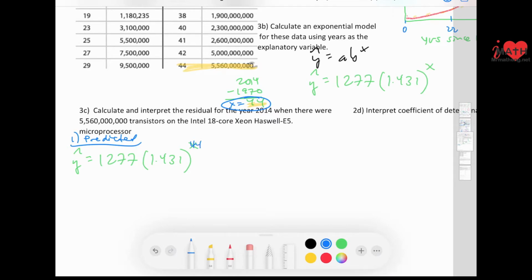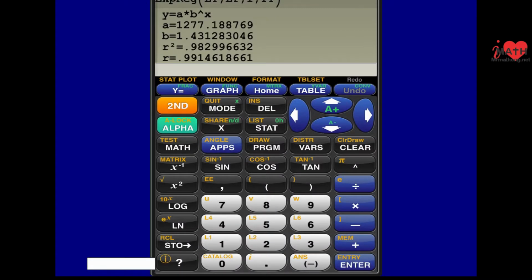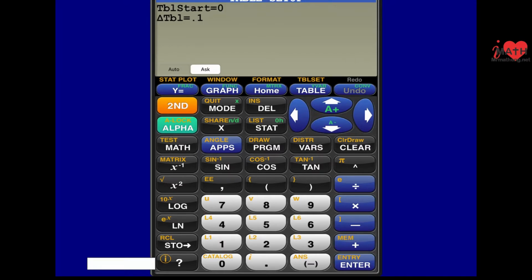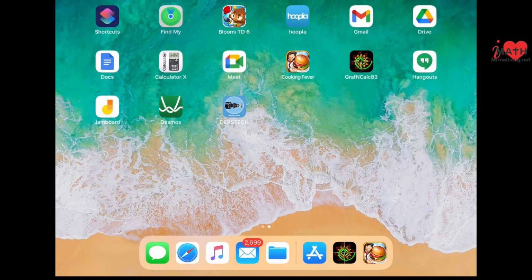I'm going to put that into my calculator, or you can use the table of values. Let me show you how to do that with this calculator. You want to do your table set, which is near the up arrow. So I'm going to press second table. And there it says starts at 0 and goes 0.1. And we can also do ask. So second table, let's see our table. And I'm going to type in 44. And that's my answer. So let's go ahead and write down the answer.